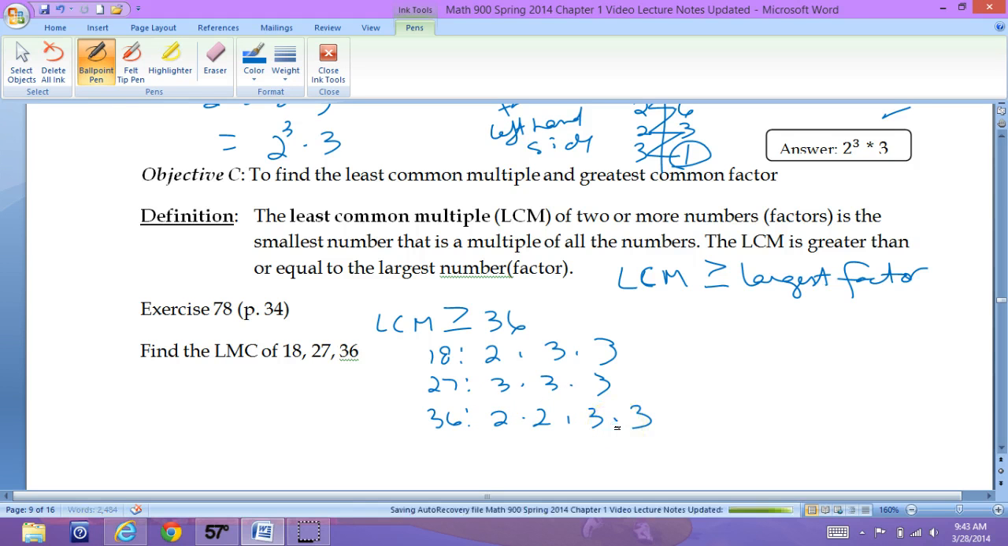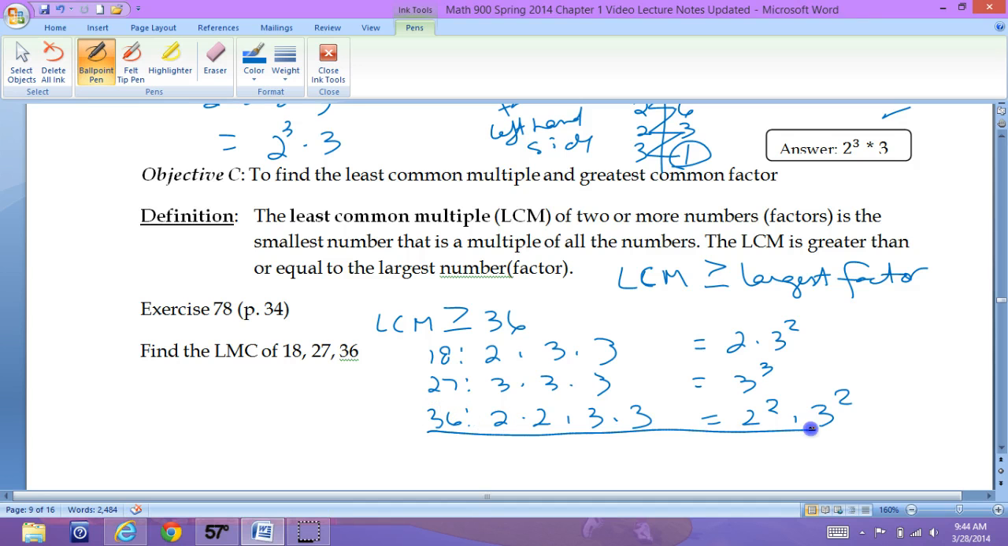We have to find the multiple that has these numbers in it somewhere. So this can be written as 2 times 3 squared. This can be written as 3 cubed. And this can be written as 2 squared times 3 squared. We're going to take the highest degree of each of these to get to the LCM.